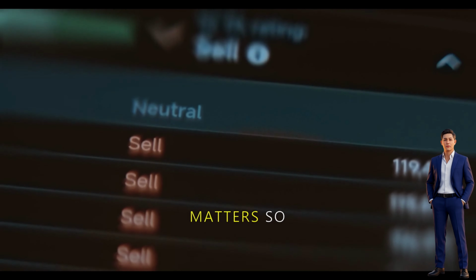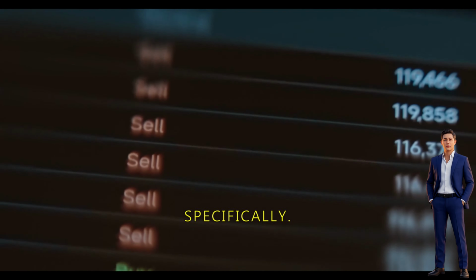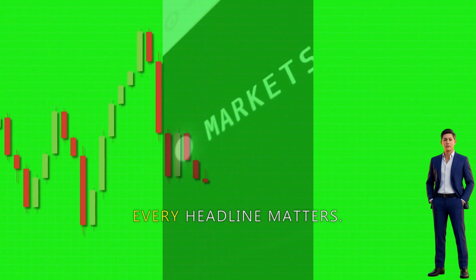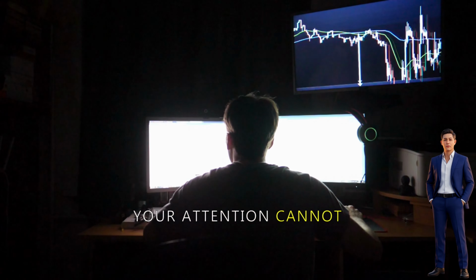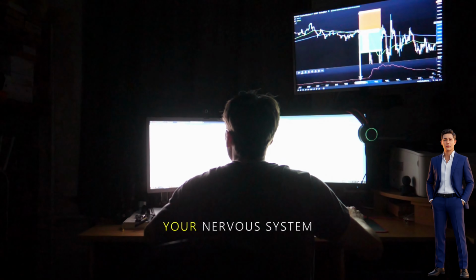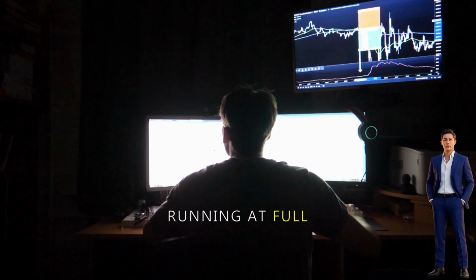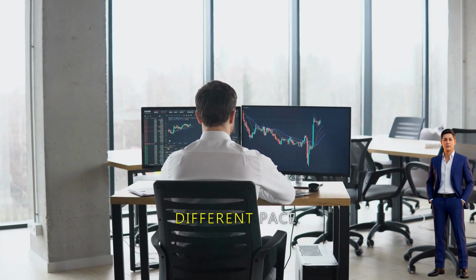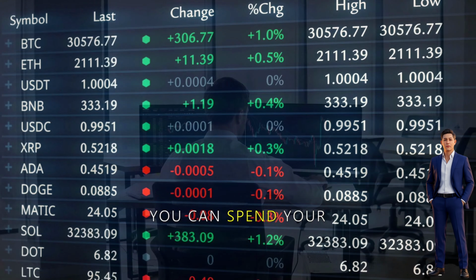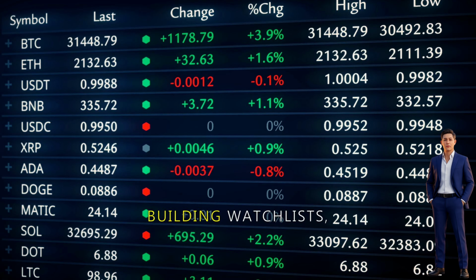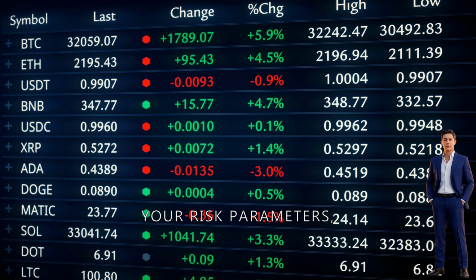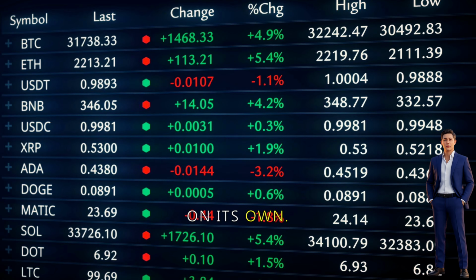Now, here is why this matters so much for beginners specifically. When you are day trading, every single candle matters. Every headline matters. Your attention cannot waver for even a second, and your nervous system is essentially running at full capacity all day long. Swing trading operates at a completely different pace. You can spend your mornings doing research, building watch lists, identifying key levels, setting your risk parameters, and then letting the trade develop on its own.